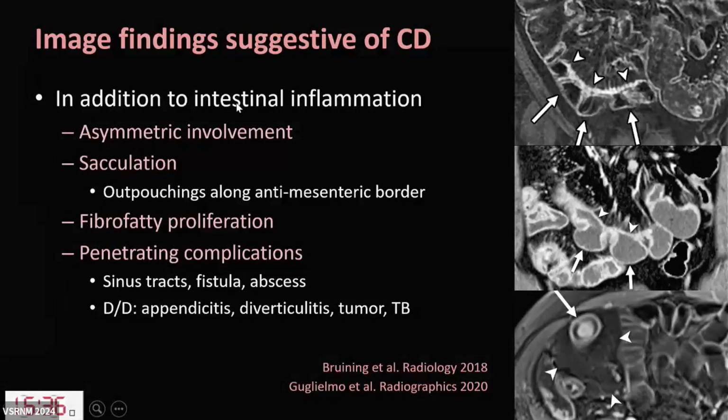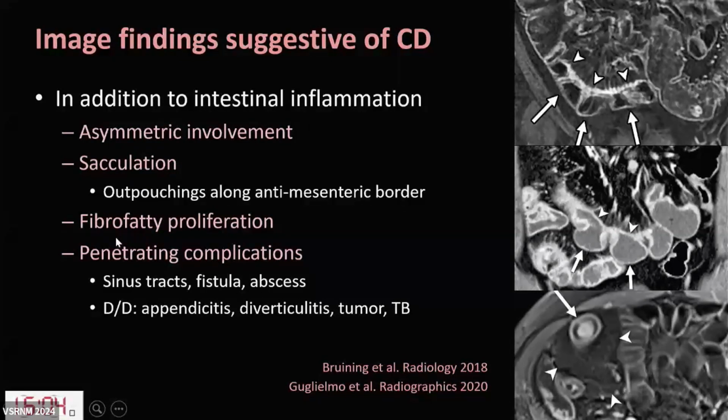And in addition to the intestinal inflammation findings, which sometimes can be non-specific, there are also some more specific imaging findings to suggest Crohn's disease, such as the asymmetric involvement of the mesenteric site, more severe at the mesenteric site, and the sacculations, these outpouchings along the anti-mesenteric site. These are the more specific findings for Crohn's disease.